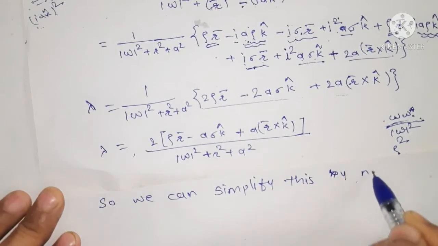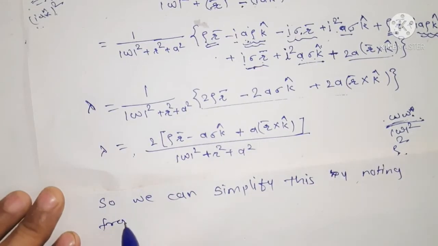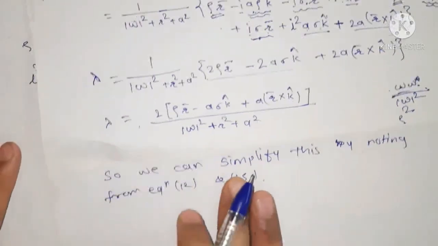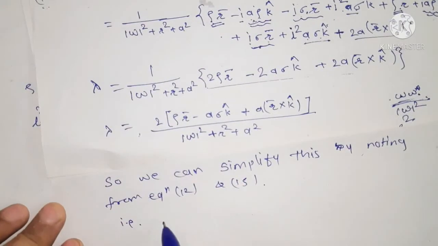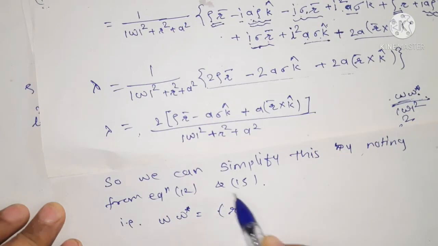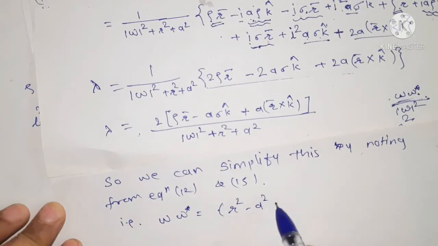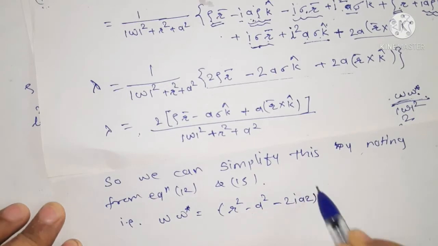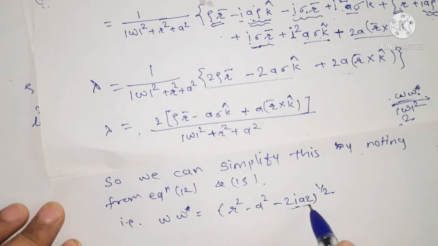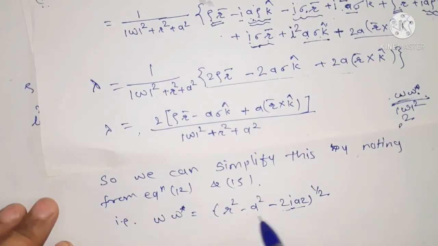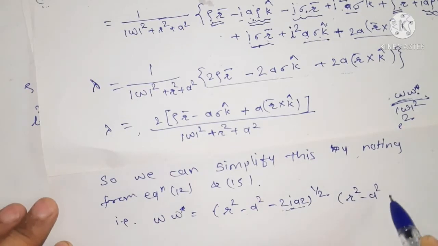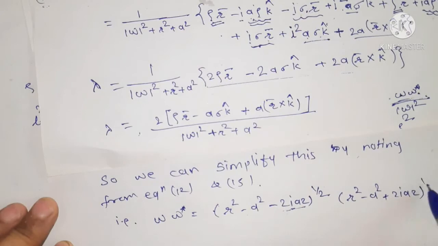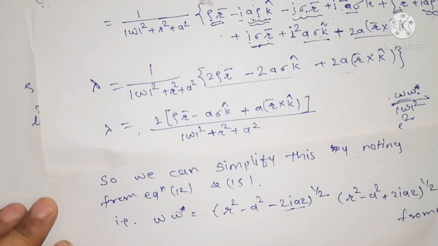So we can simplify this by noting from equations 12 and 15. Okay, so we note this equation, omega into omega star, where the value of omega in equation 12 is given as r square minus a square minus twice I a z, whole to the power 1 upon 2. So for the value of omega star, as the complex term is present, we take the complex conjugate of this term. So we have r square minus a square plus twice I a into z, whole to the power 1 upon 2. This is from equation 12.